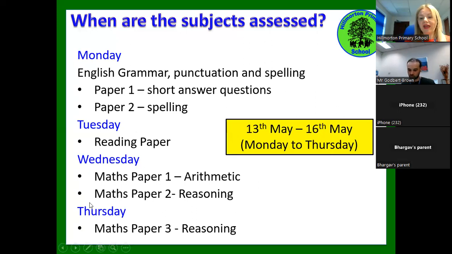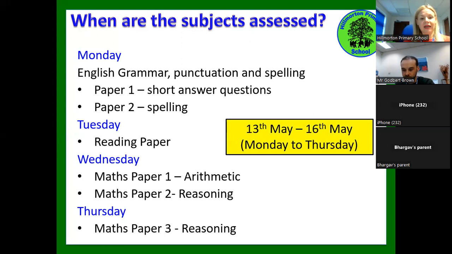And this is what the timetable looks like. The tests take place from the 13th to the 16th of May. This is a nationally set timetable, so all children in year 6 across the country will sit the English grammar, punctuation and spelling tests on the Monday. It is up to schools to decide when during the day we do it. They can be administered between a certain time window. Most schools do them in the morning because that's when the children are fresher.